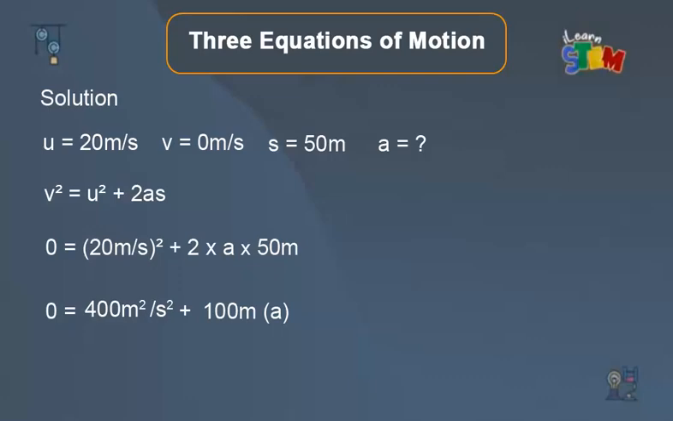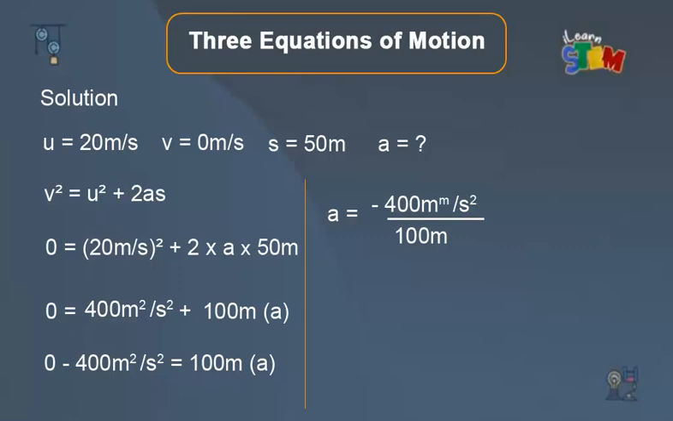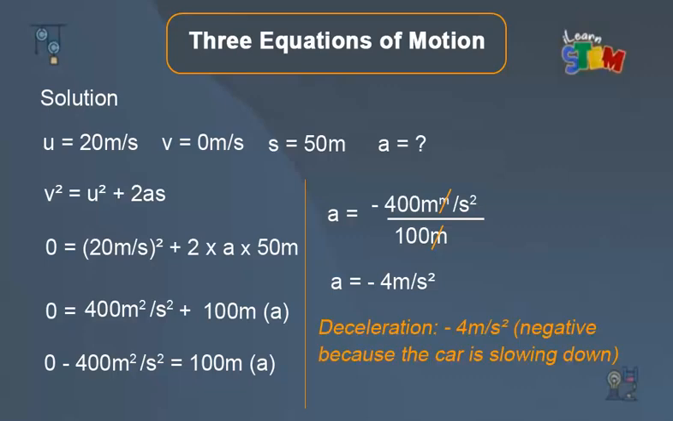To solve for deceleration, subtract 400 meters square per second square, which becomes 0 minus 400 meters square per second square, equals 100 A in meters. Now we divide minus 400 meters square per second square by 100 meters. Meters cancel meters. That gives us minus 4 meters per second squared. Therefore, deceleration equals minus 4 meters per second squared, negative because the car is slowing down. You're getting there. Take your time if understanding doesn't happen immediately.